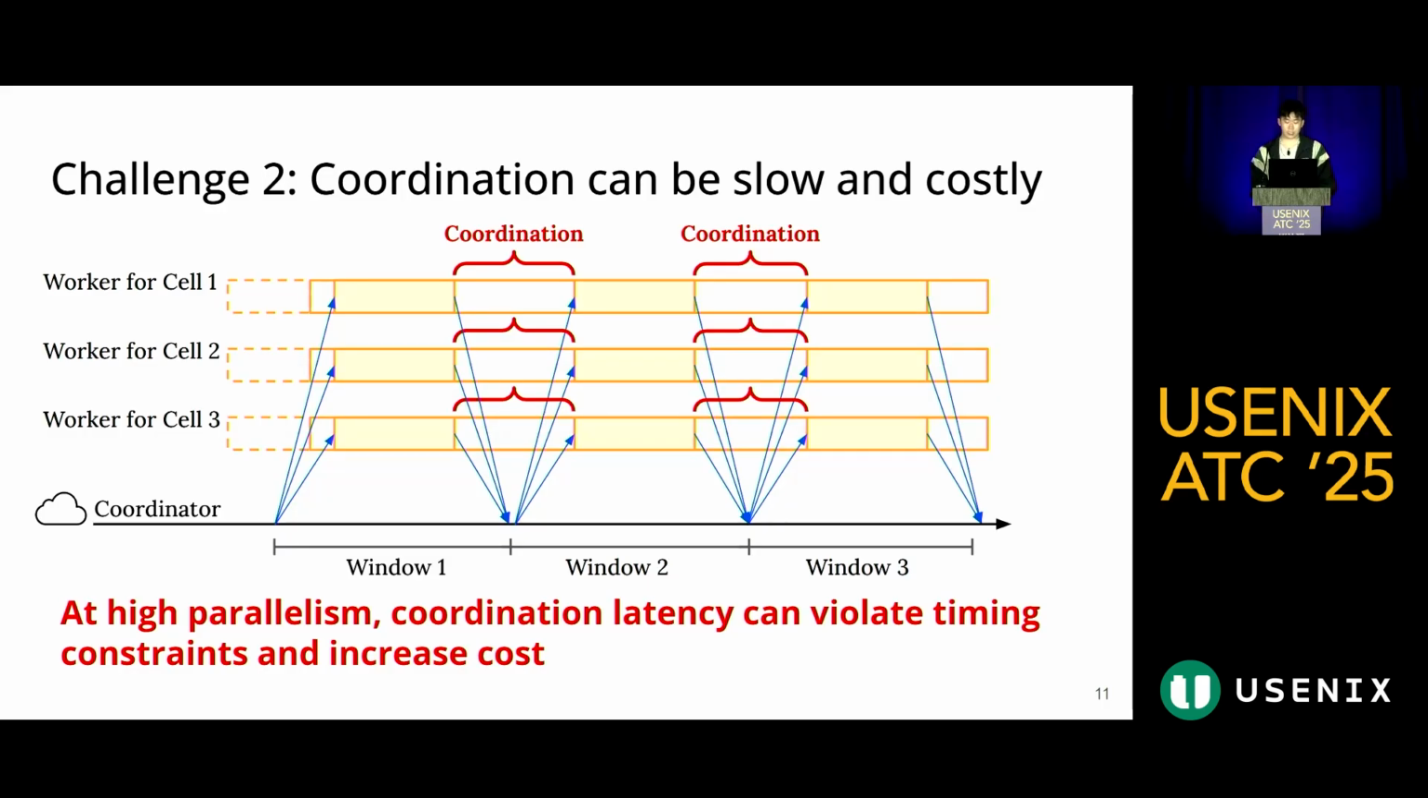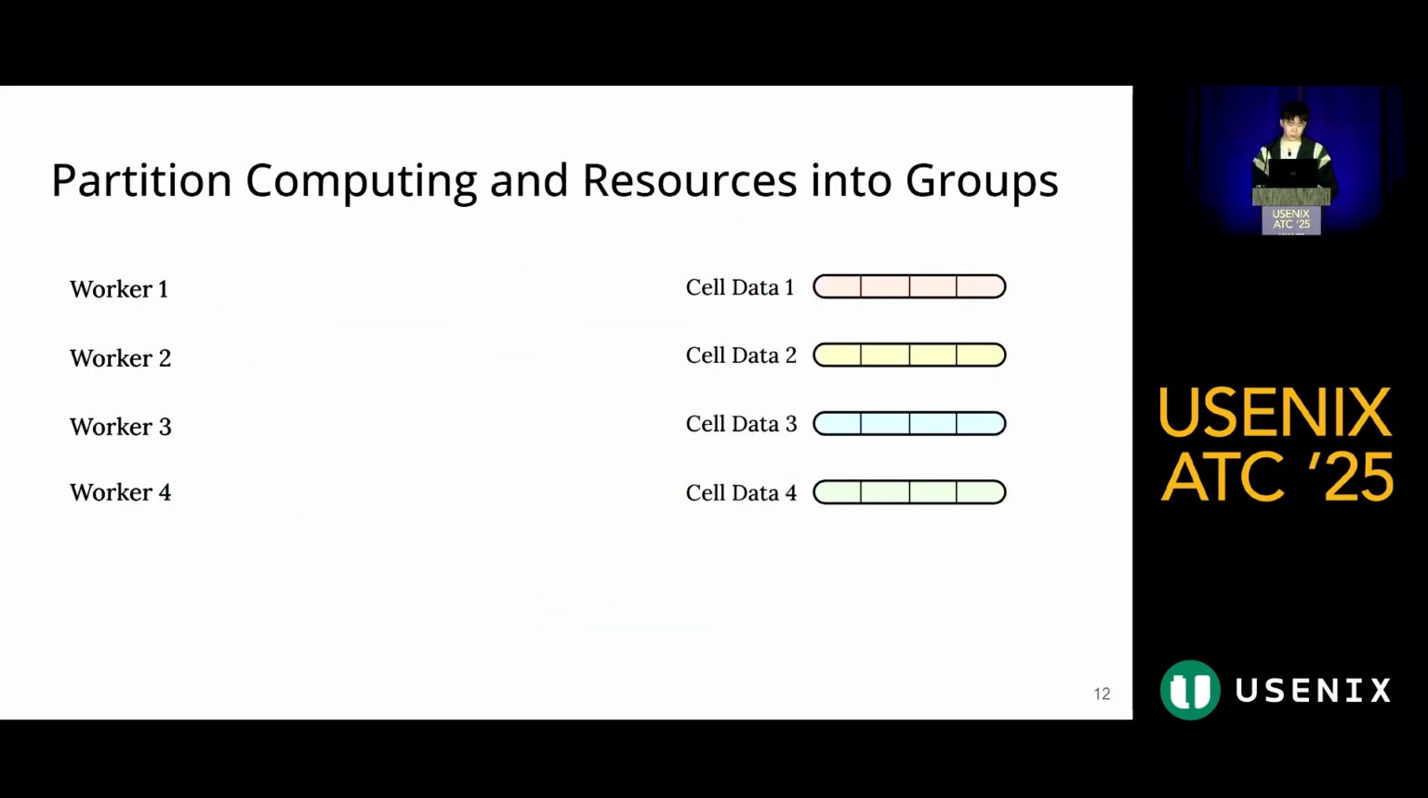So now we have seen the challenges. We are going to present how Cosmic is designed to overcome them with 3 major steps. Let me go into details for you. So first, we partition. Cosmic partitions computing and resources into groups. Suppose we have 4 function workers and 4 cells, each with data and computation that can be distributed. So there are multiple ways to arrange them.